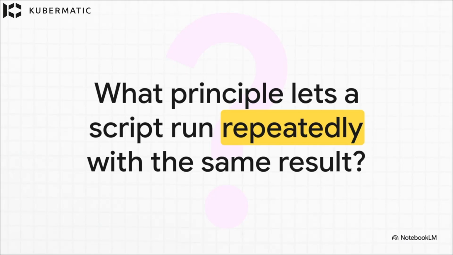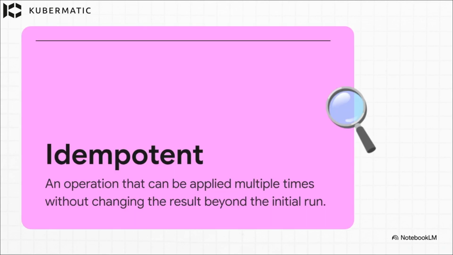Okay, first clue of the round. This one's all about safety and automation. What's the principle that lets you run a script 1 time or 100 times and get the exact same result every single time without anything blowing up? The answer is idempotent. And let me tell you, this is a massively important idea for automation.